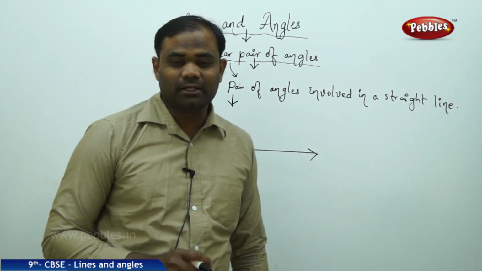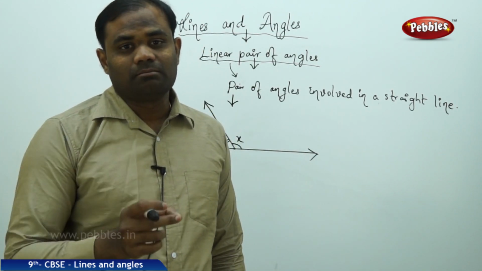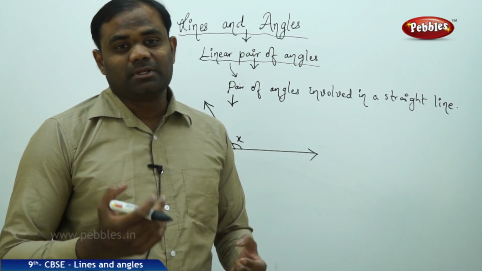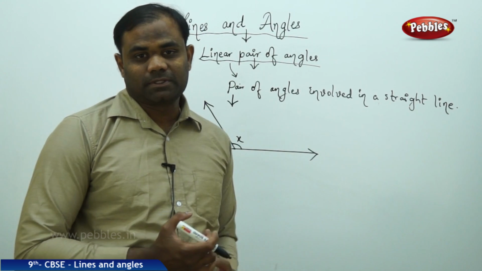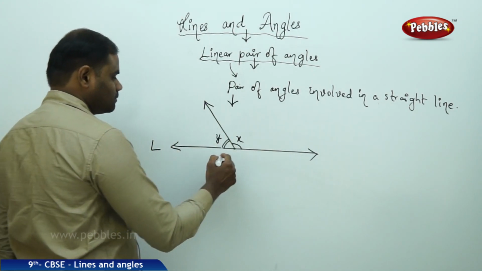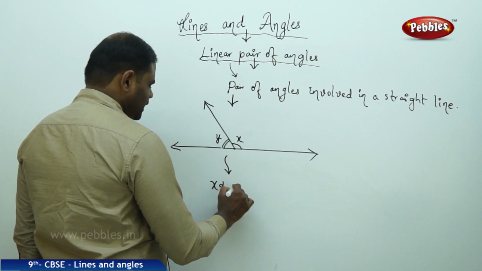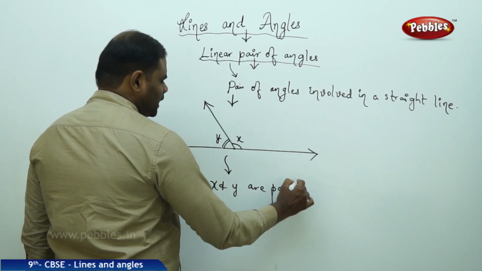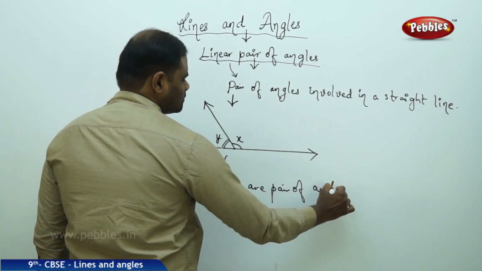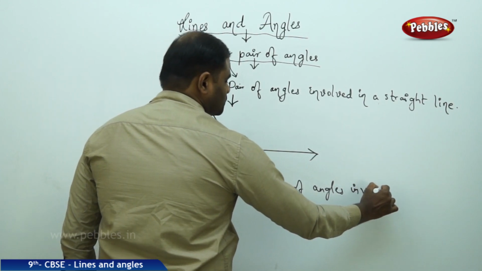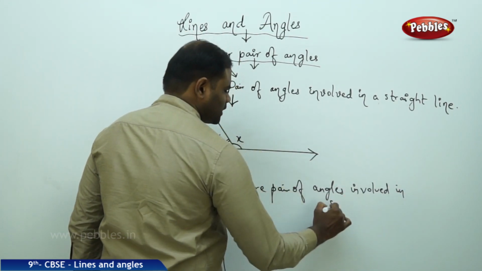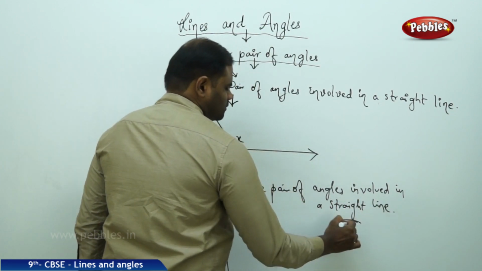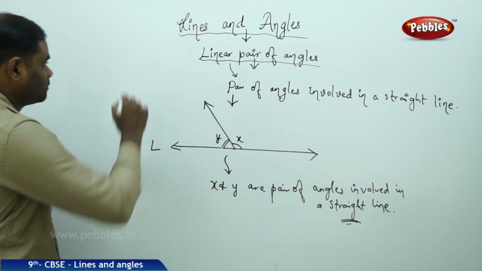That means for the pair of angles to be linear pair, the sum must be 180, or the angles must be supplementary angles as learnt in the previous case. Therefore, clearly I see here that X and Y are a pair of angles involved in a straight line.